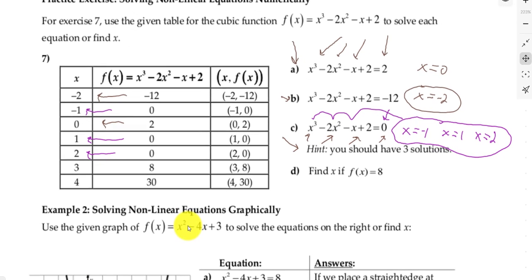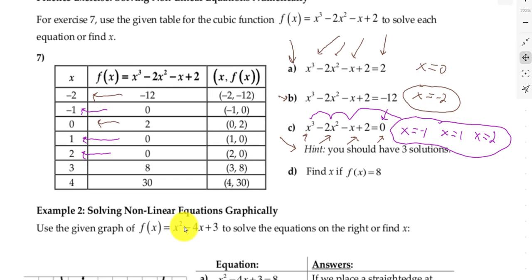Hello class, this is the second video covering section 2.2.